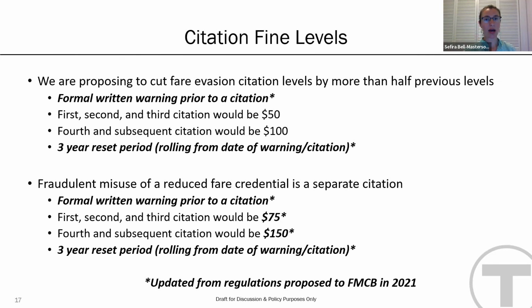So the second category of fare evasion citations is fraudulent misuse of a reduced fare credential. And that's a separate citation. What that means is that you're using a reduced fare card that doesn't belong to you. So for example, if I were to use my mom's senior card, that would be fraudulent use of a reduced fare credential. So the setup here really mirrors the top one in that there's a written warning prior to a citation. After that, you move to citations, the first 3 of which carry a fine of $75. And then after that, the fourth and subsequent within that 3-year period is $150. Again, there's a 3-year reset period.